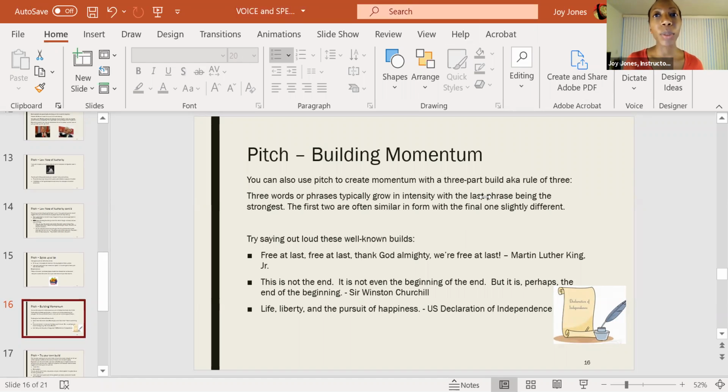Yes, excellent. Absolutely. You see Winston Churchill's example. This is not the end. It is not even the beginning of the end, but it is perhaps the end of the beginning. And then from the U.S. Declaration of Independence, life, liberty, and the pursuit of happiness. It could be any three.